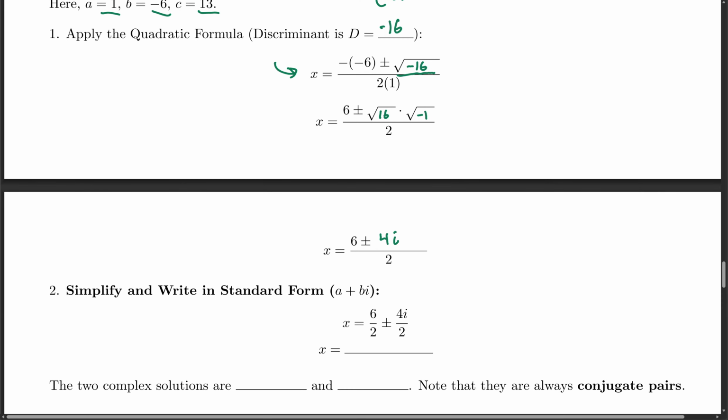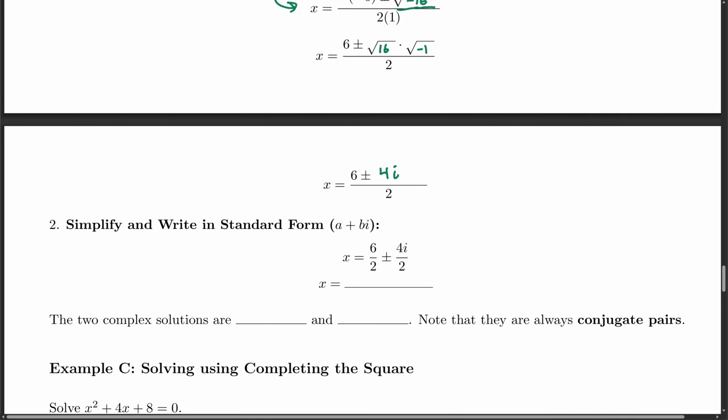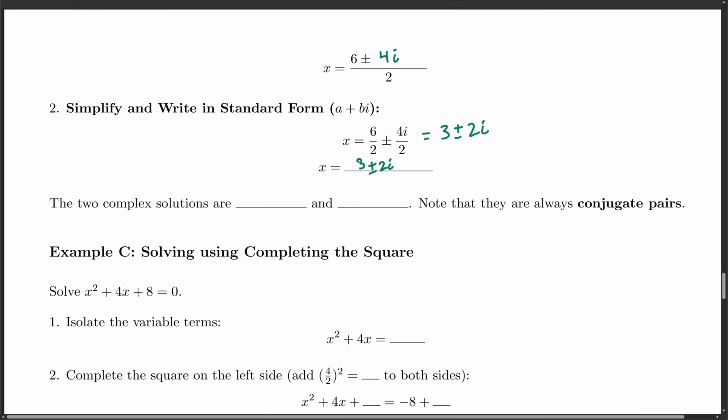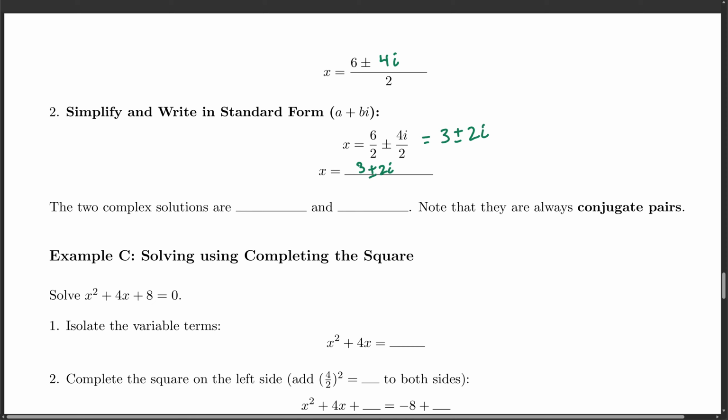Okay. And there we have it. Now we've got our imaginary solutions. Then they show us the next step. We're simplifying it. So they broke it up into 2 fractions. So 6 divided by 2 is going to give us 3. And plus minus 4i divided by 2 is going to give us 2i. So our final answer is 3 plus minus 2i. And those are our roots or solutions. So if we broke it up, the solutions are x equals 3 plus 2i and x equals 3 minus 2i.